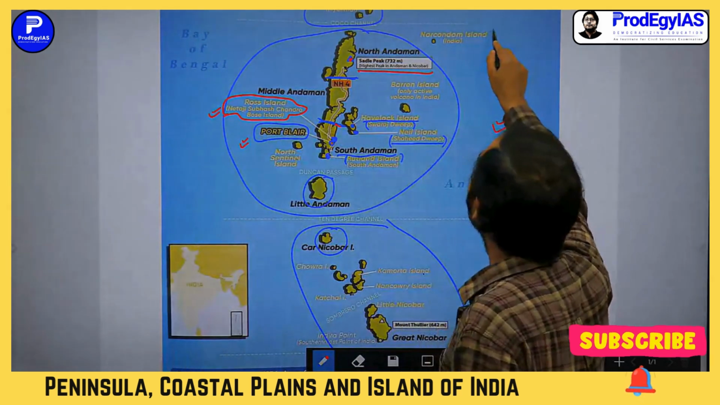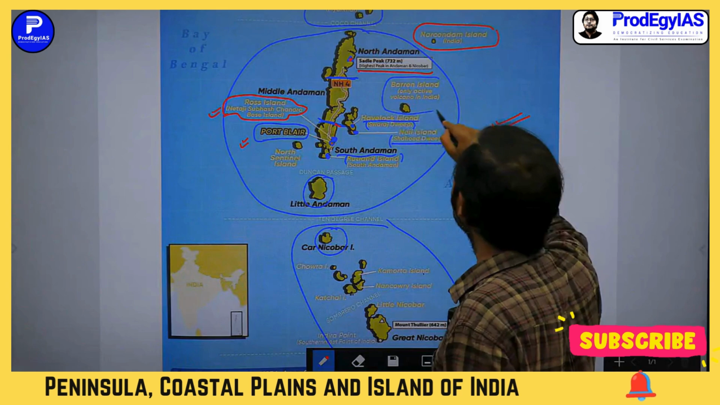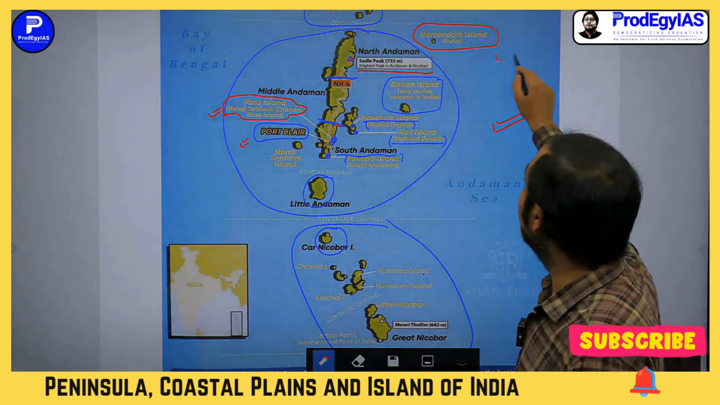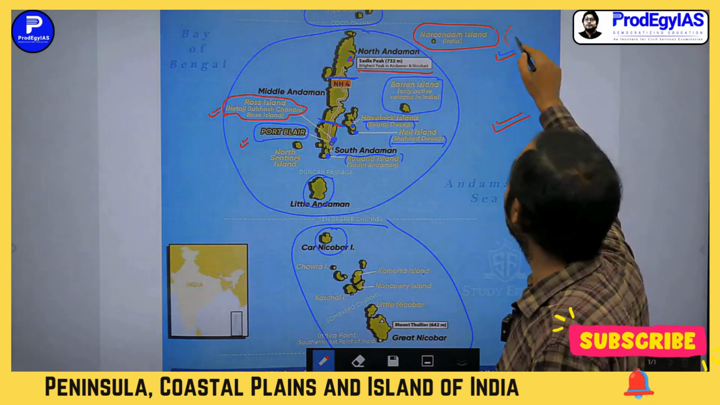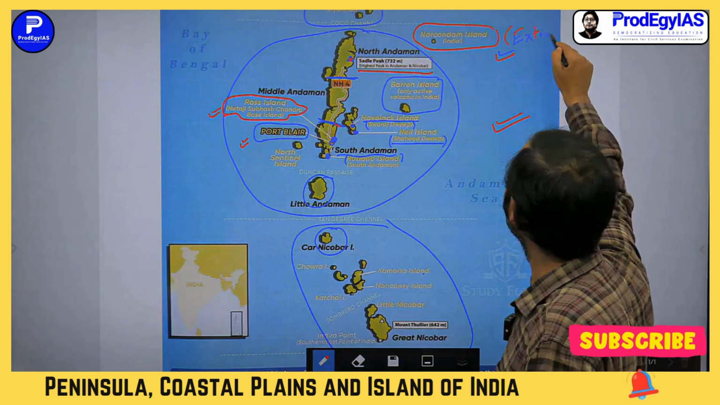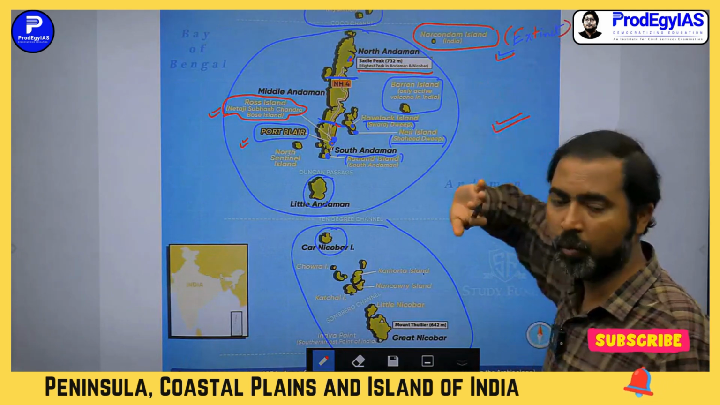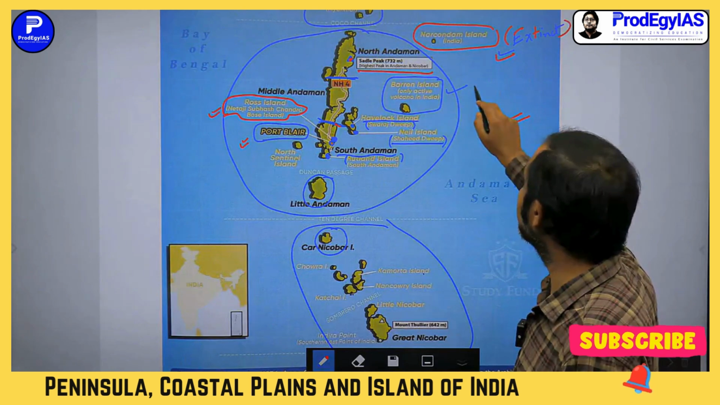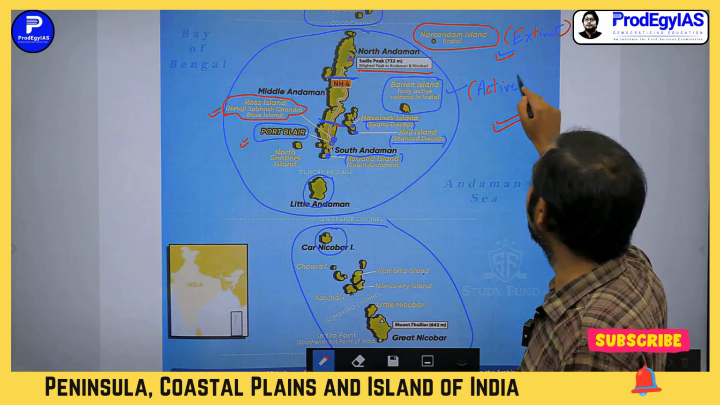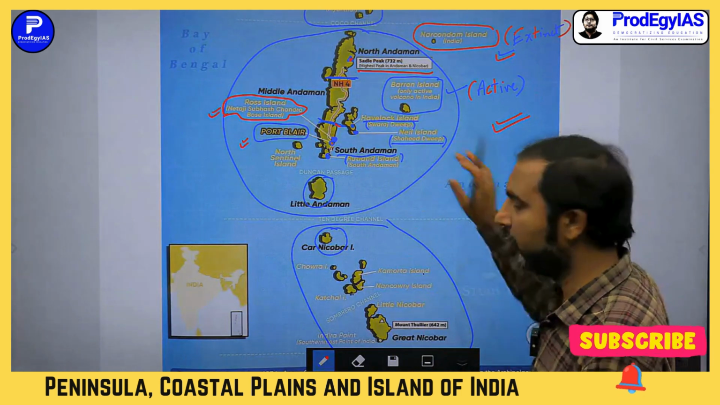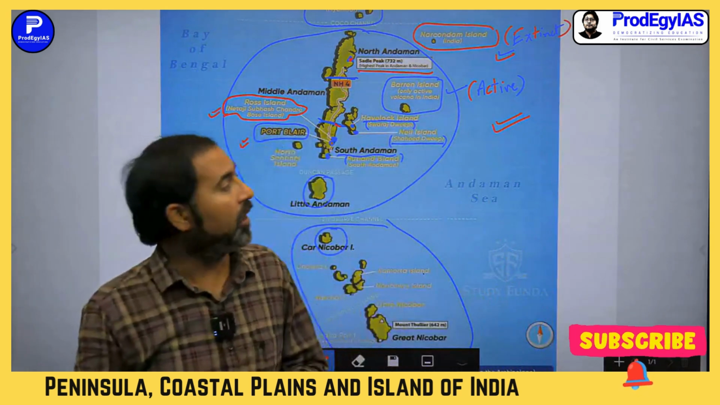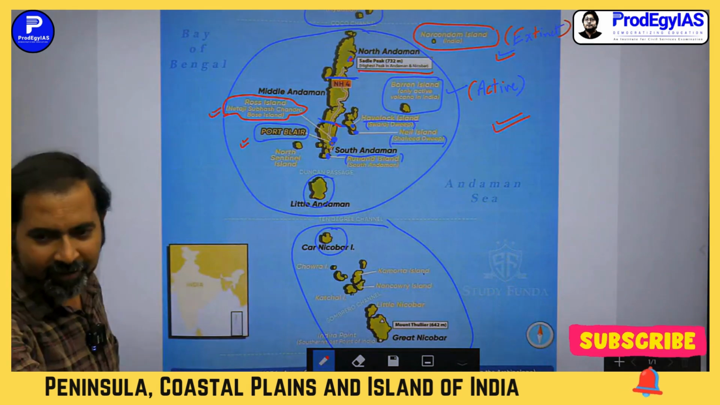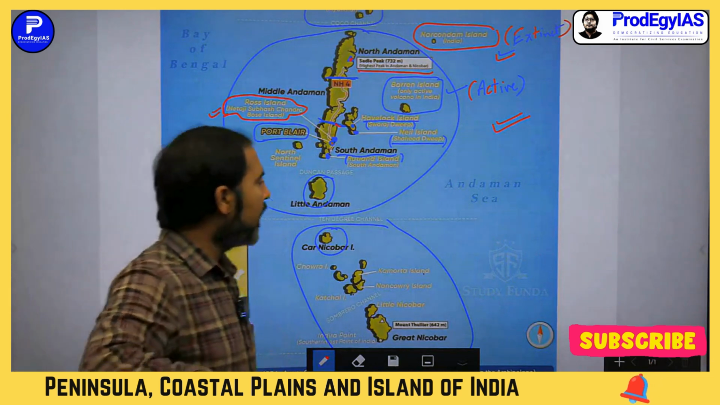Now, Narcondam Island and Barren Island, they are the two important volcanoes in India, right? Narcondam is now an extinct volcano. It has no recent history of volcanic activity. But Barren Island is active. They are still active. It is an active volcano. Though it is named barren, it is still active. Means barren, but they are fertile, right? They are spewing magma.